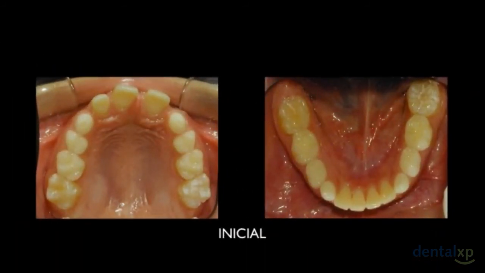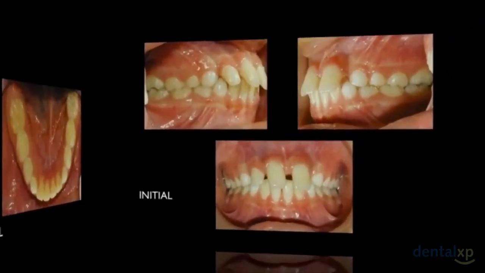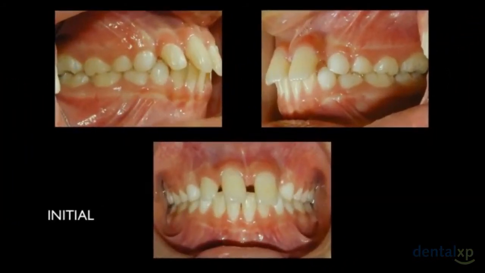As you can see, he has a missing maxillary lateral incisor and is still in mixed dentition. He has a deep overbite due to over-eruption of the maxillary incisors. His upper midline has deviated to his left side and has an excess of overjet. He has a class 1 Angle molar relationship.